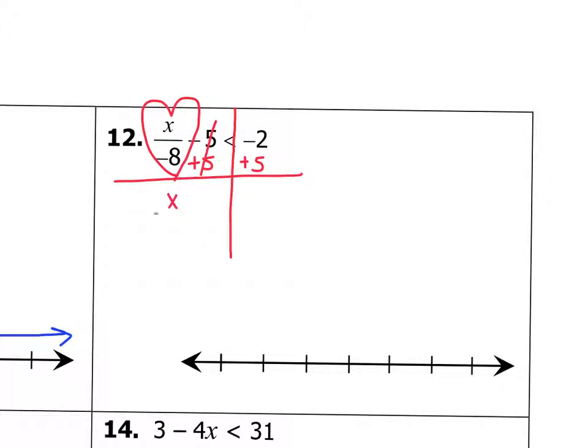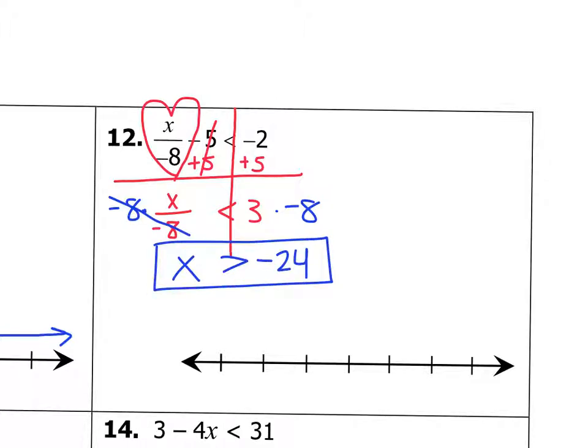So I have x over negative 8 is less than negative 2 plus 5, which is 3. Now, how do I get rid of a divided by negative 8? Times negative 8. Because I am multiplying by a negative number, the less than is going to flip and become greater than. And then 3 times negative 8 is negative 24. So that right there is my solution. It starts out as a less than, but then it flips to be a greater than.